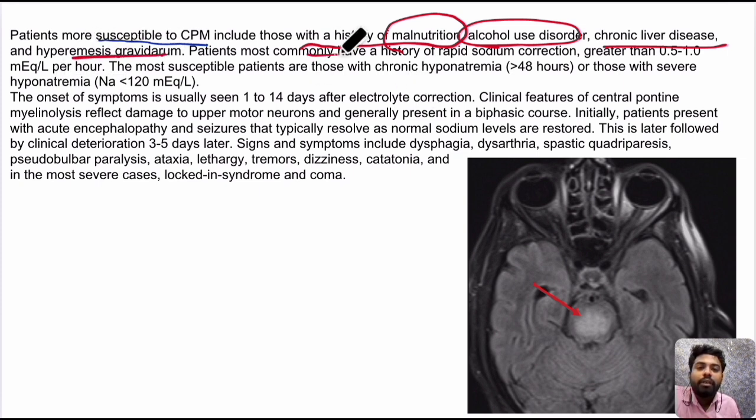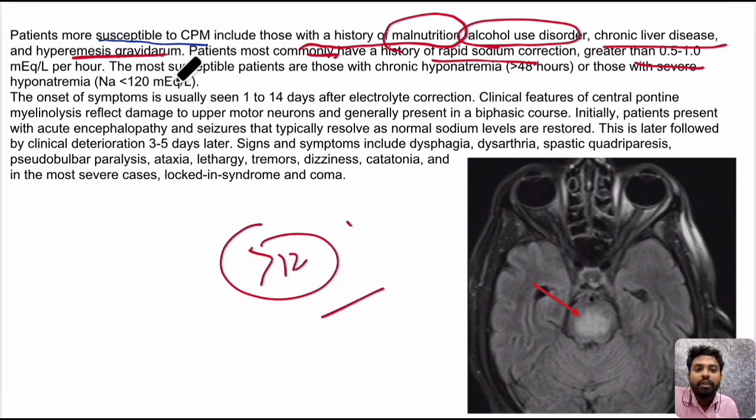Patients most commonly have a history of rapid sodium correction, greater than 0.5 to 1 milliequivalent per liter per hour. Mostly it is more than 12 milliequivalent per liter in a day. Most susceptible patients are those with chronic hyponatremia, more than 48 hours. This timeline is important with severe hyponatremia. The onset of symptoms is usually seen 1 to 14 days after electrolyte correction.